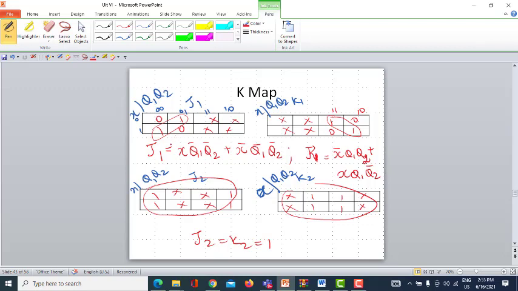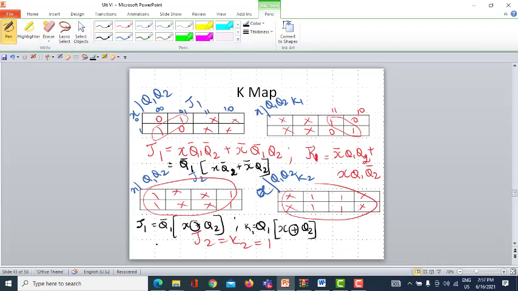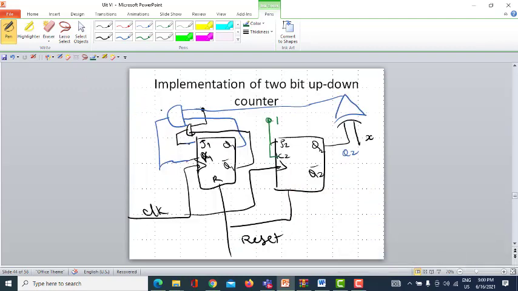After multiplication, we get J1 to be Q1 bar X into Q2 and K1 is equal to Q1 into X into Q2. Okay, this is how I am getting this expression, and we need an XOR gate that is common. So I have implemented this.